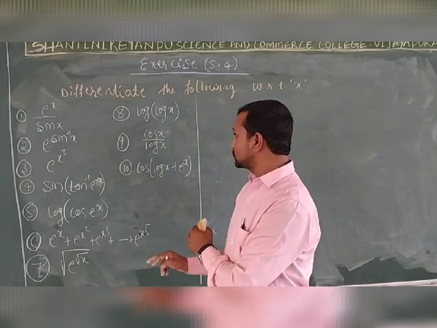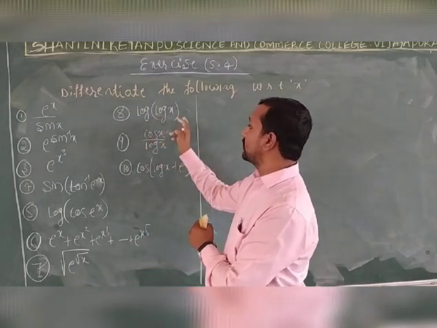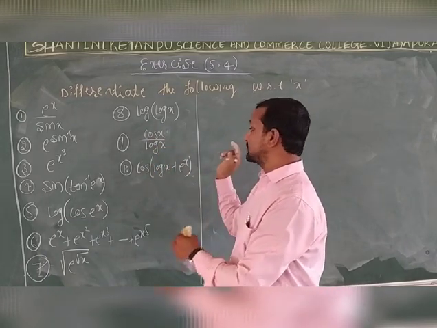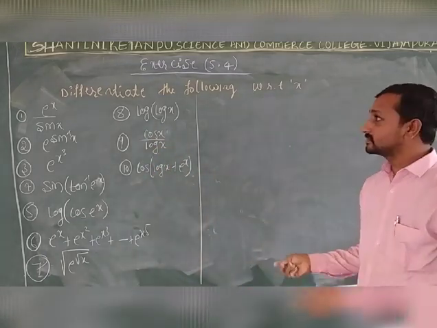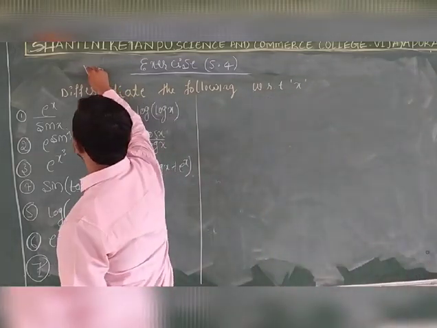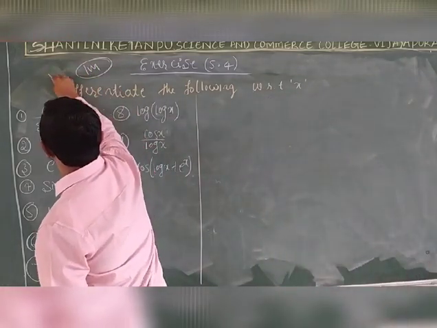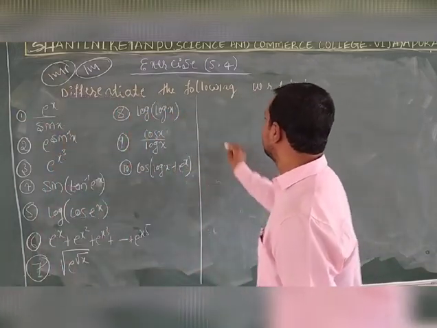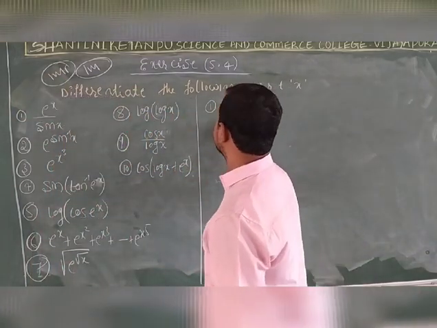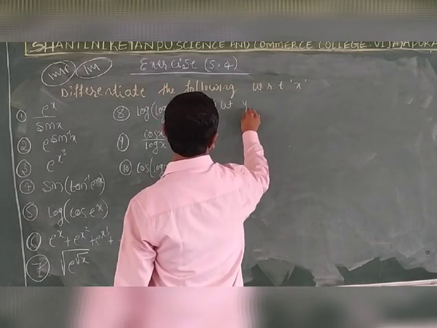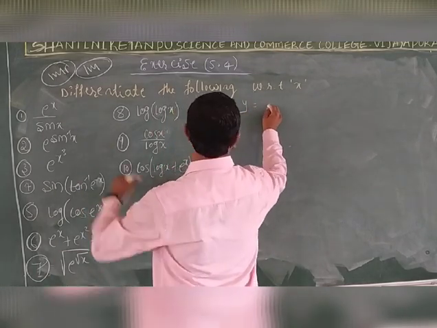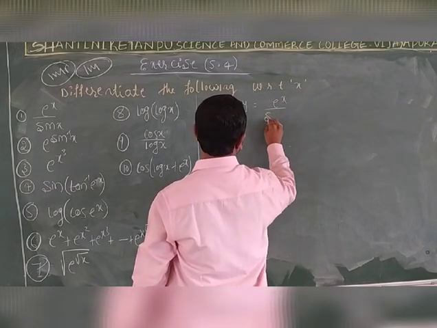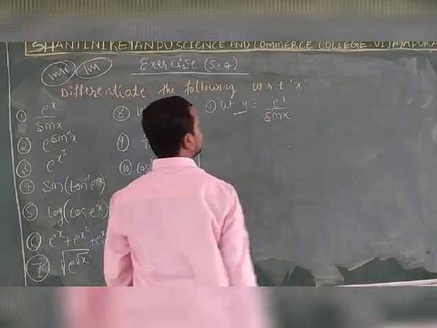Root of e raised to root x, and the 8th one log of log x, the 9th one cos x by log x, the 10th one cos of log x plus e raised to x. So this is also a 1 mark concept, a very important concept. You can solve it one by one. So the first one, what is that? Let us take y equal to e raised to x divided by sin x. e raised to x divided by sin x.